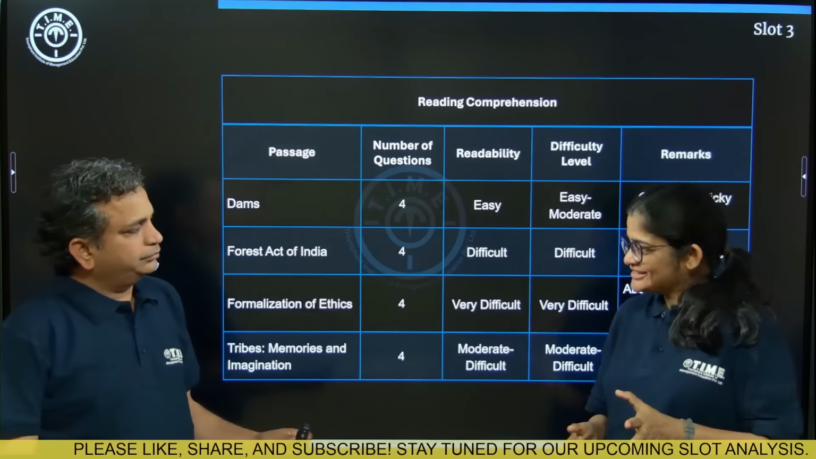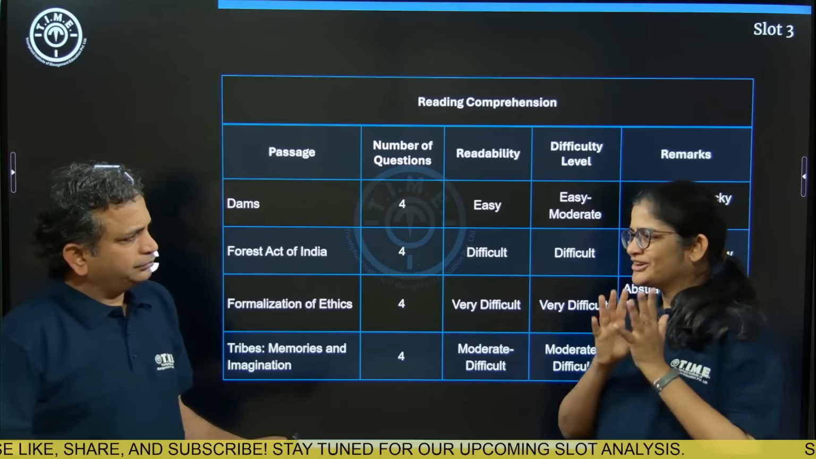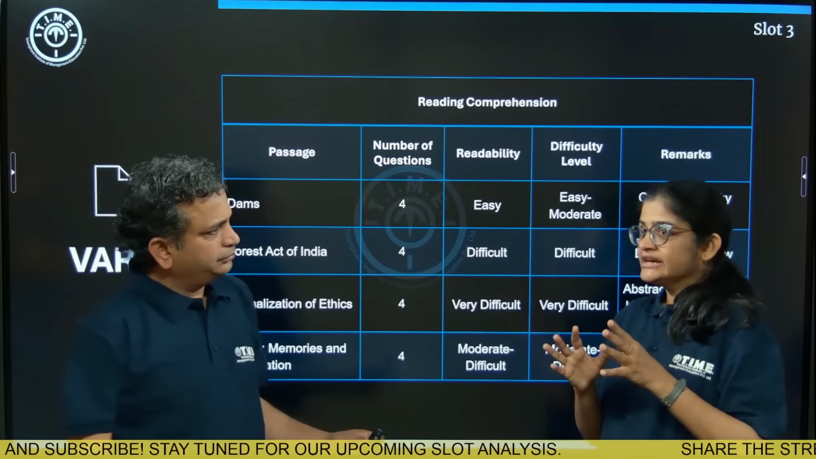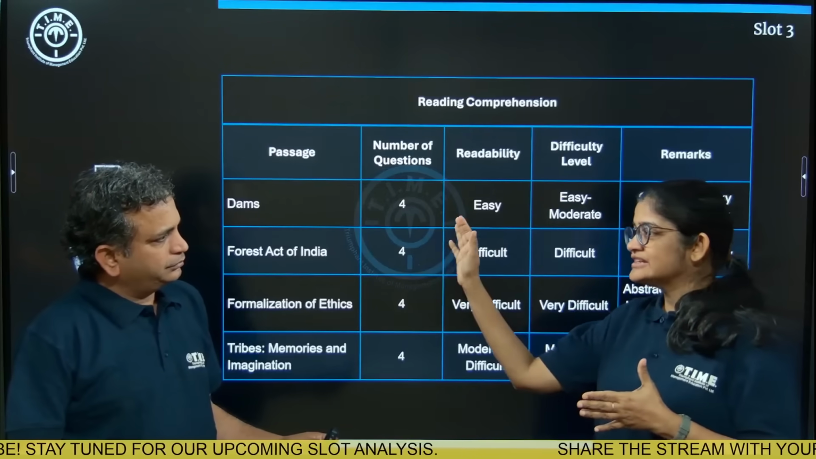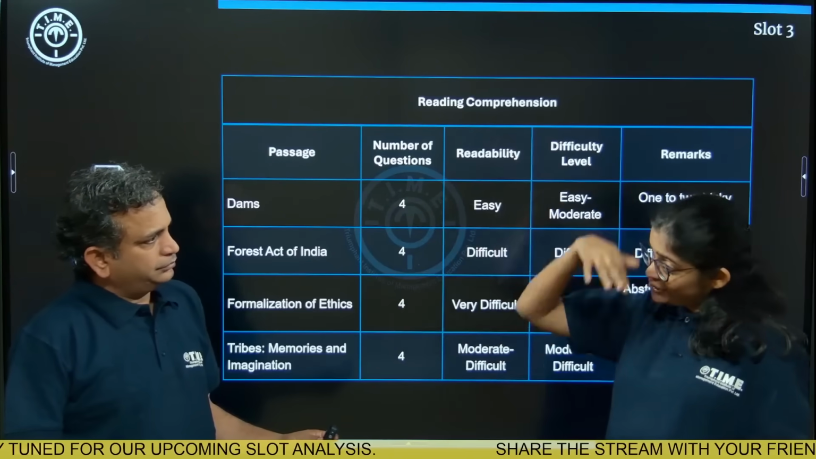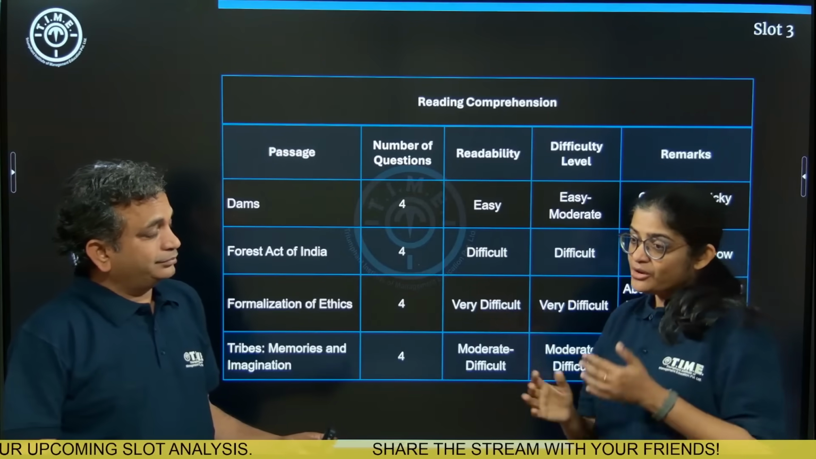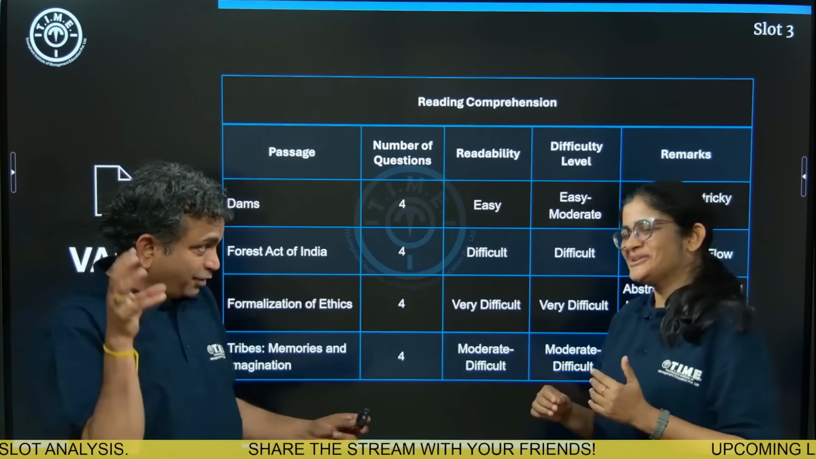Now, on the face of it, it looked like a very straightforward passage because Forest Act is a very concrete subject. But then slowly it started getting into a comparison between a relatively recent Forest Act and an old act that it was based on. And then came how this was related to colonialism. So multiple things kind of coming in together.